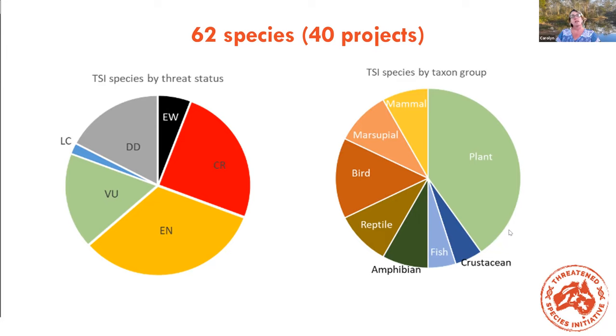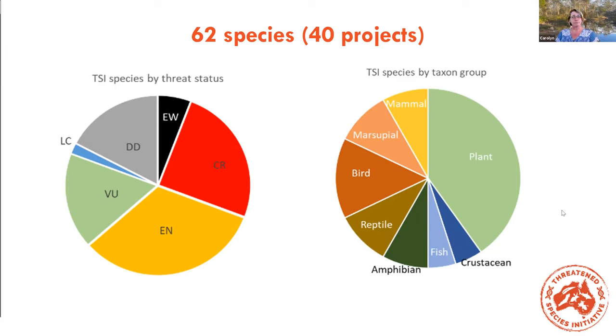And DD stands for data deficient. So for a lot of taxa, such as invertebrates, there's just not information. And without information, they can't even allocate whether or not the species is threatened. And so we're going to use genetics and genomic data to help inform how to manage those species moving forward. And as you can see, we have a range of taxa. We have a large number of plants. And this breakdown of taxa with the species that we're using for TSI is really indicative of the threatened species that we have here in Australia.